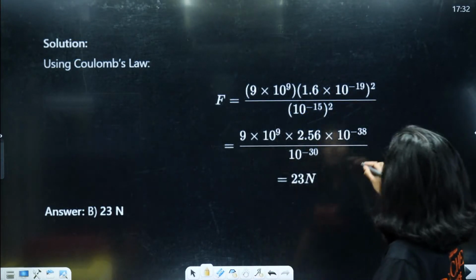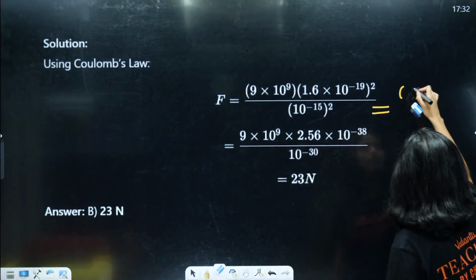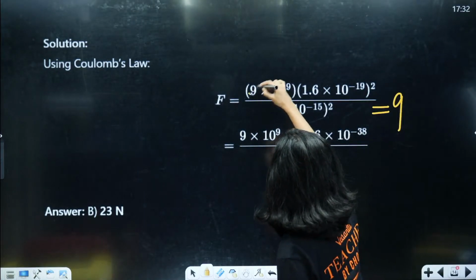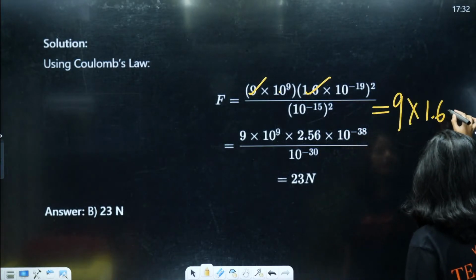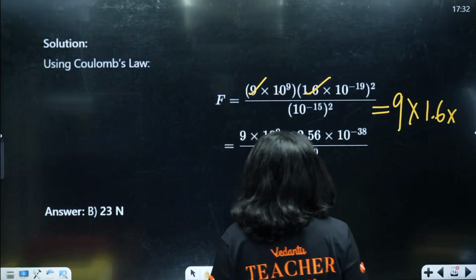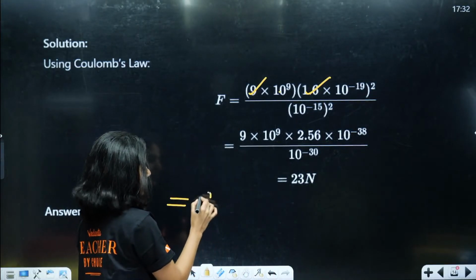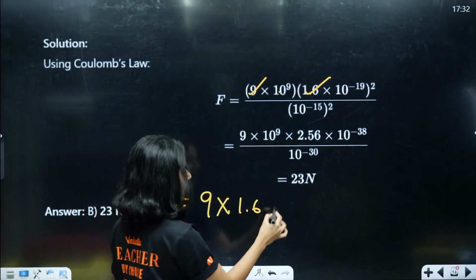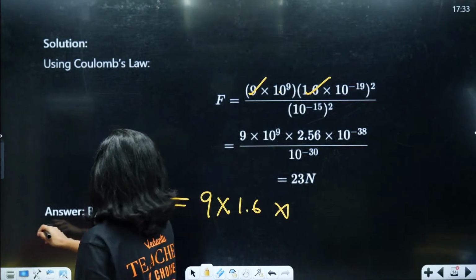Okay, I'll also do it with you. Let's take the numbers first, ignoring the powers, only the numbers. The first number is 9. Next one is 1.6. Then we'll take the powers now. Let me write it here. 9 times 1.6, these are only the numbers. Now we'll put the powers. Quickly, people, solve 9 into 1.6. Some people have it, the answer is option B.